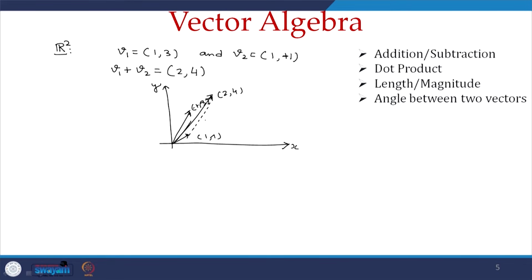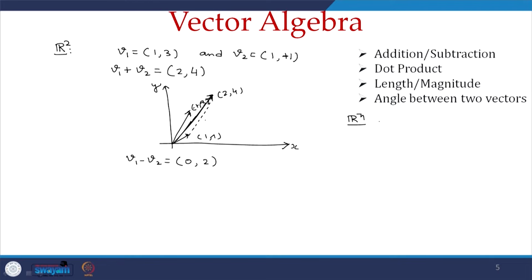So, this is the sum of v1 and v2. Similarly, v1 minus v2 will be, you subtract first component of v1 from the first component of v2. So, 1 minus 1 is 0, and second component of v1 from the second component of v2, that is 3 minus 1 is 2. So, this is addition and subtraction. Similarly, we can have in R3 or in general Rn.